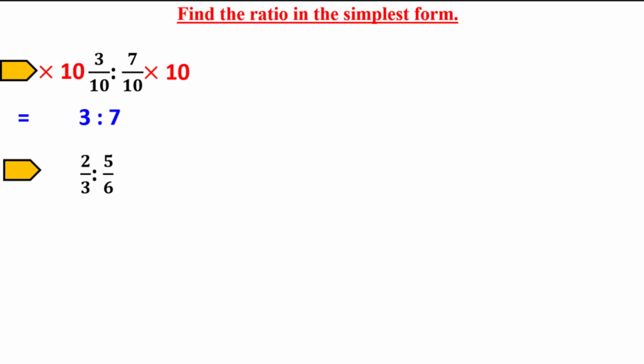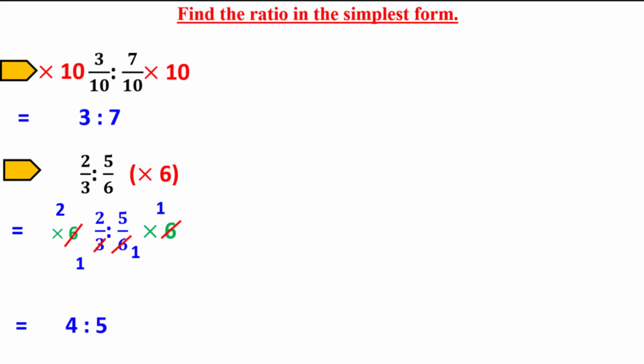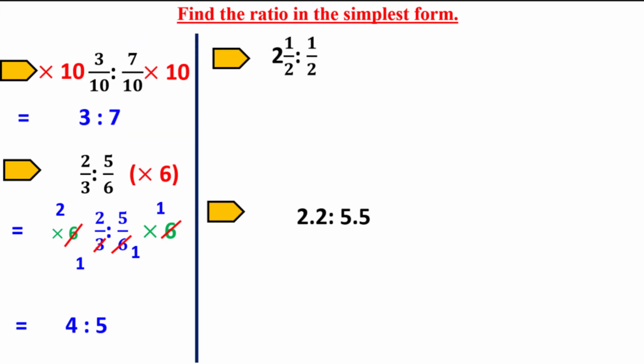The LCD of the two fractions is what? It is 6. So multiplying by 6. We write the two fractions, 2/3 and 5/6, multiply the two terms of the ratio by 6 and simplify. We will get 2/3 times 6 equals 4, and 5/6 times 6 equals 5. The ratio will be 4 to 5 in the simplest form.